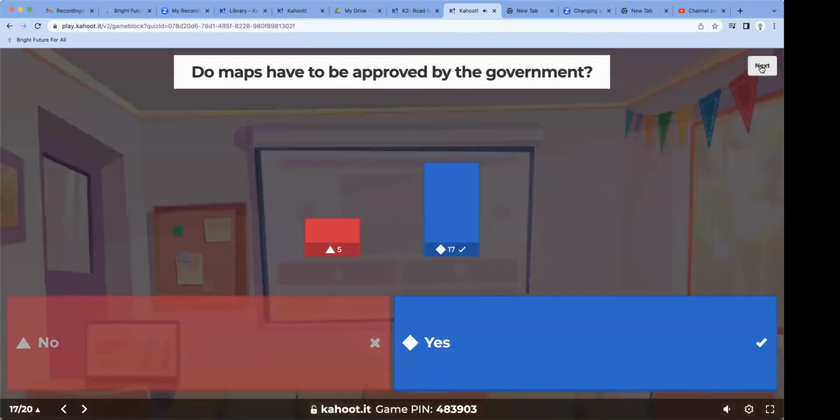Yep, they do have to be approved by the government. If you make your own map, it doesn't have to be approved by the government if you just use it for fun, but like an actual real life one. I should have probably specified that.